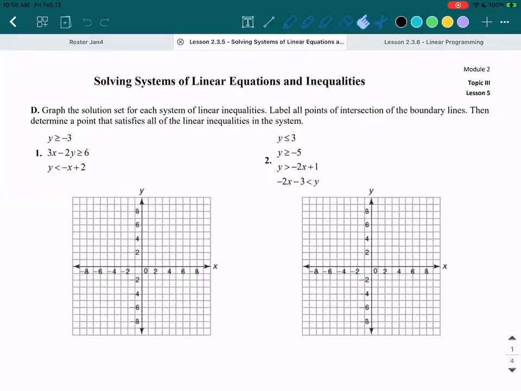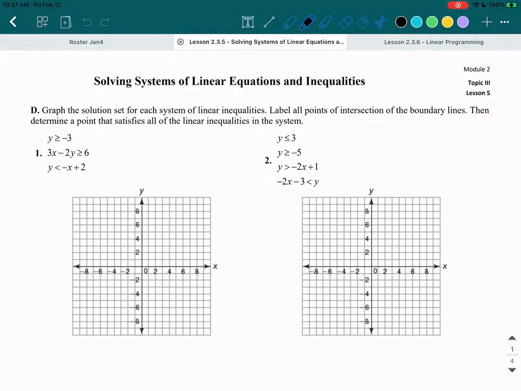All right, welcome to lesson 2.3.5. Let's start off with part D, or reading the instructions for part D. It says, graph the solution set for each system of linear inequalities. Label all points of intersection of the boundary lines. Then determine a point that satisfies all of the linear inequalities in the system.